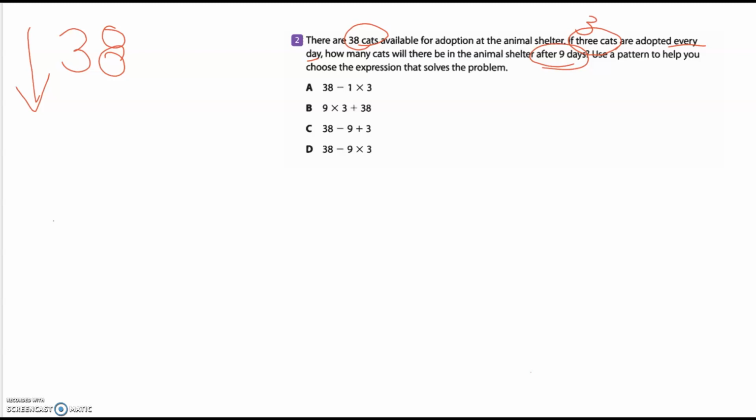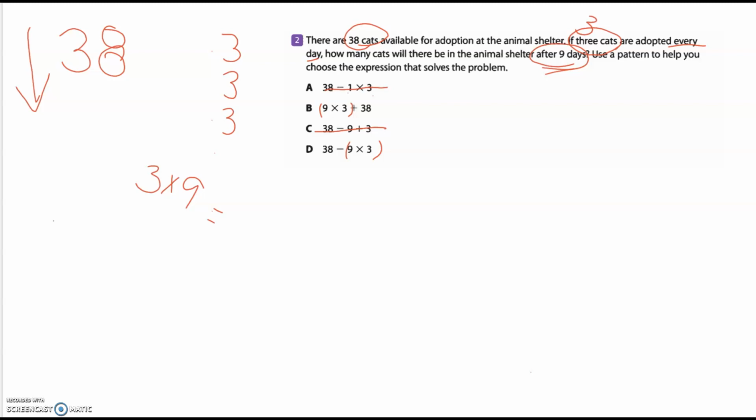It says there's 3 cats that are adopted every day. So the first day there'll be 3, the next day there'll be 3, the next day there'll be 3, until I get to 9 days. If I'm doing 3 plus 3 plus 3 plus 3 plus 3 plus 3 plus 3, it means the same thing as multiplying. So I'm doing 3 times 9. Okay, look at my answer choices. This one doesn't even have a 9 in it, so I know it can't be that one. This one, can I see 3 times 9 in that problem? I sure can. This one has 9 plus 3. I'm not just adding 9 and 3 together. I'm doing 3 and 3 and 3 and 3, so I know it can't be this one. This one has 9 times 3, so I know that it could be that one.